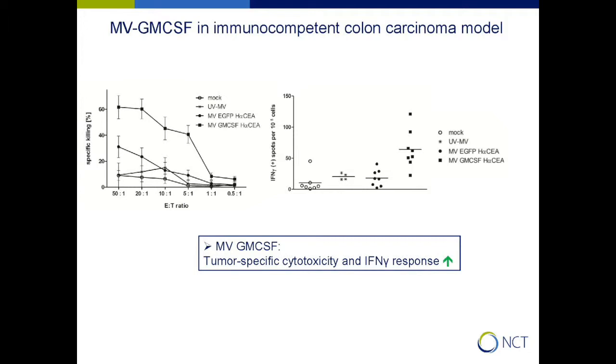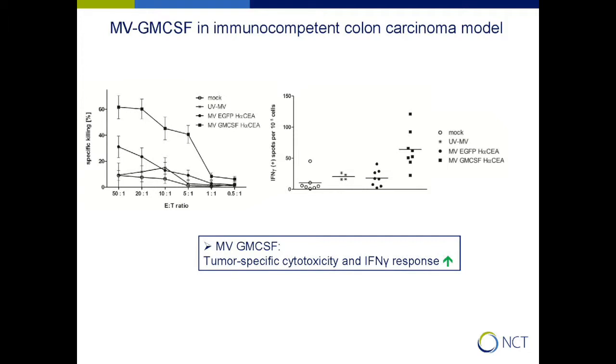So we wanted to analyze some possible mechanisms mediating this response. And what we observed was that treatment with measles encoding GM-CSF led to an increase in CD3 positive T cells, especially at the invasive margin of the tumor.